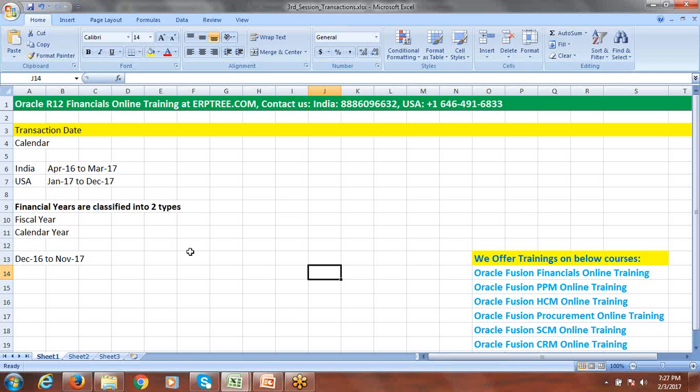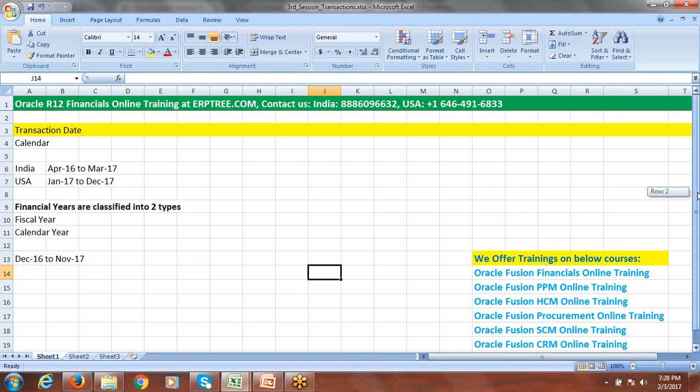So to create the calendar in the system, you have to decide which year type to use for the calendar. If you are going to create the calendar for India, which year type will you use? Fiscal year. By using the fiscal year you can create the calendar for India. If you are going to create the calendar for the US, you will use the year type called calendar year. This is the first point.